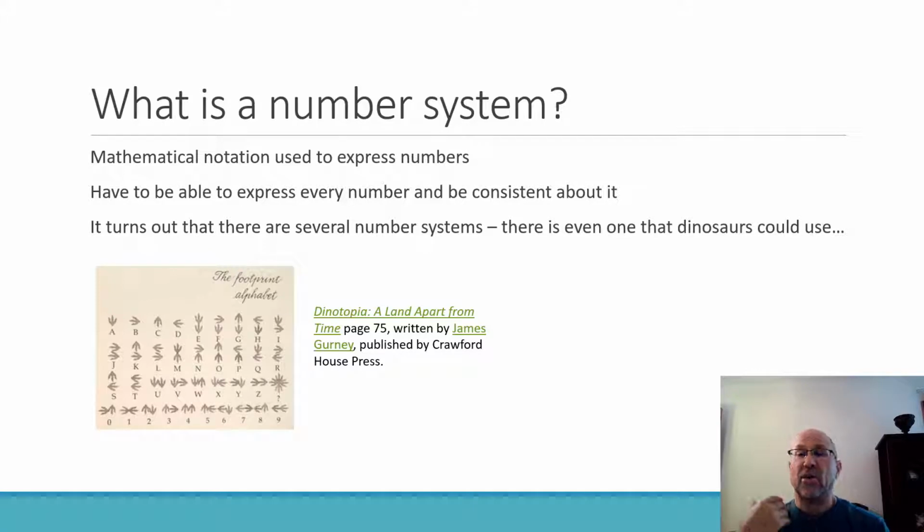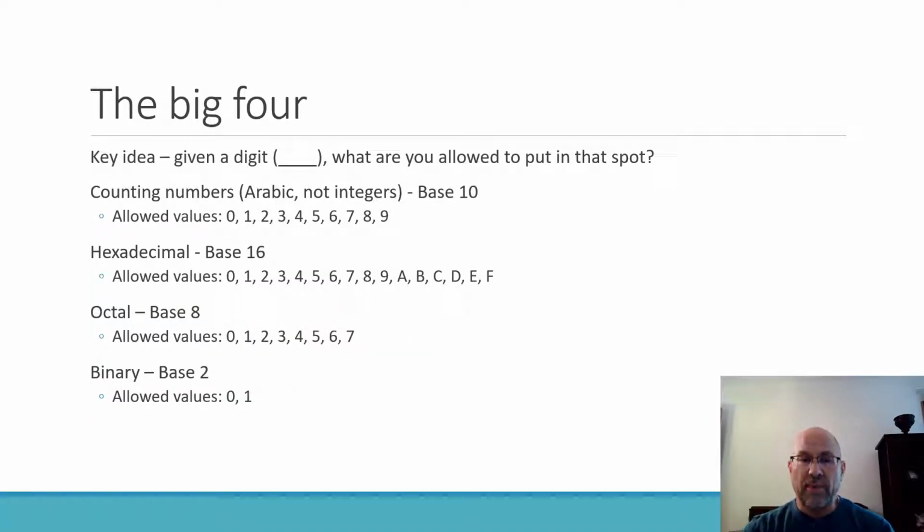So it turns out that there are several number systems that we're going to talk about. We're interested in 4 major ones, but hey, there's lots more. There's even one for dinosaurs. So the big 4 that I was talking about were counting numbers or Arabic, binary, hex, and octal.